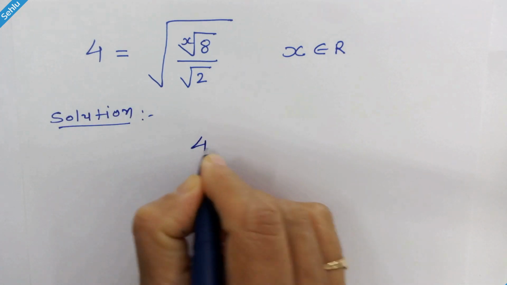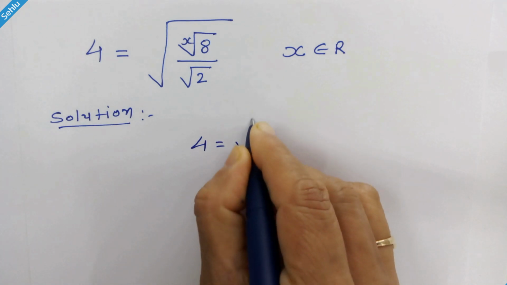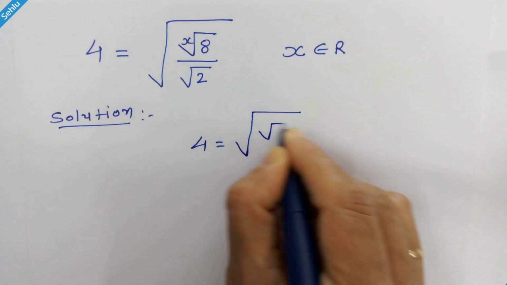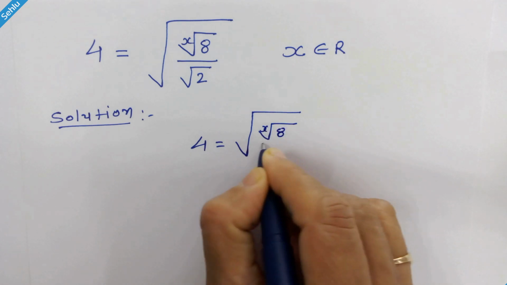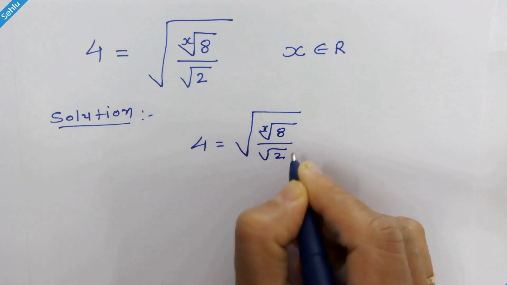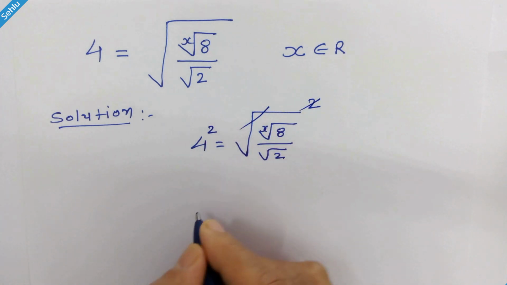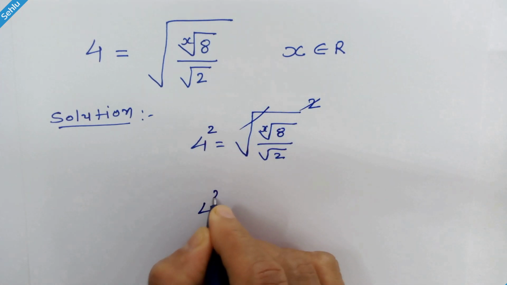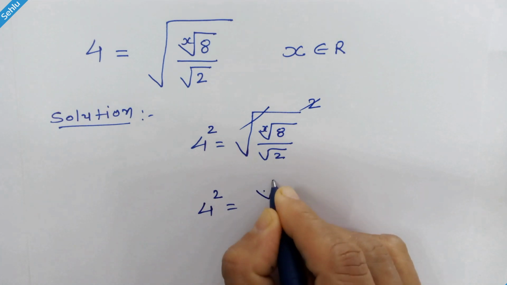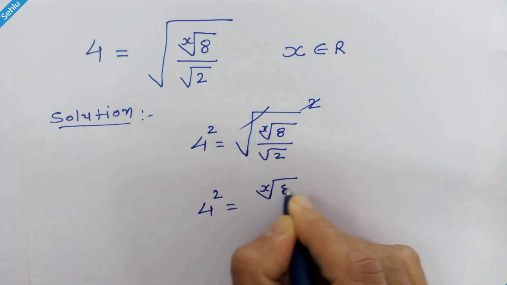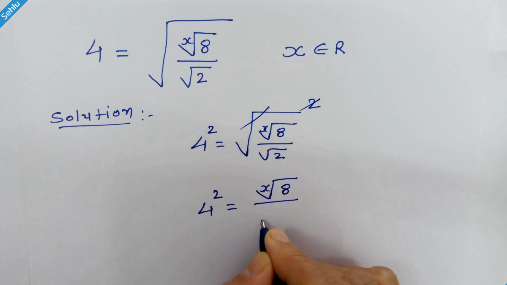So our equation is 4 is equal to square root of x root of 8 upon square root 2. If we square both sides, this square and square root get cancelled out. So we have 4 square is equal to x root of 8 upon square root of 2.